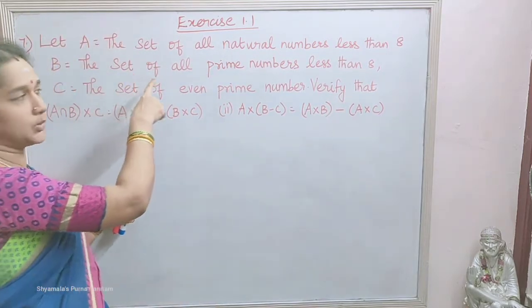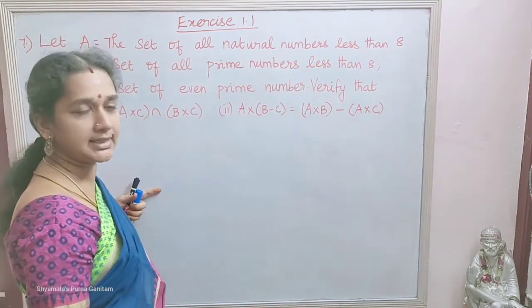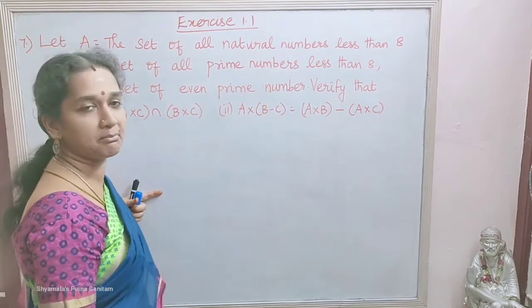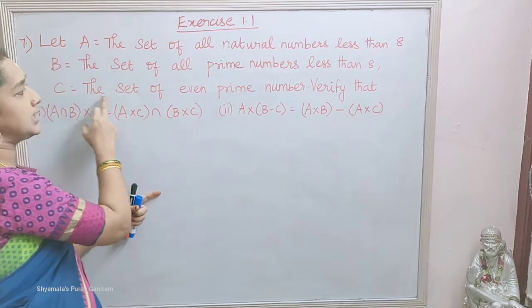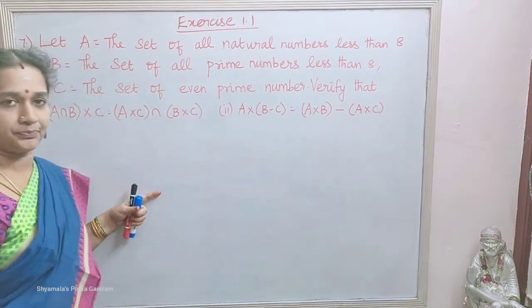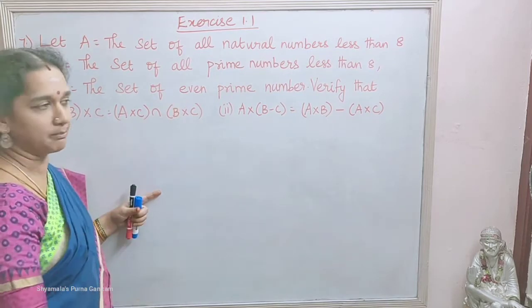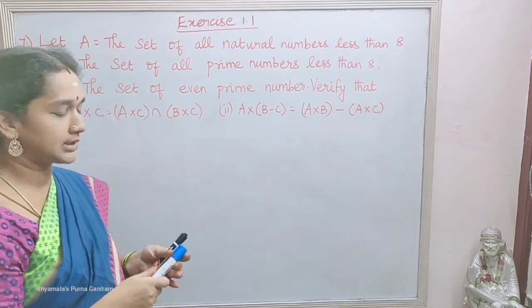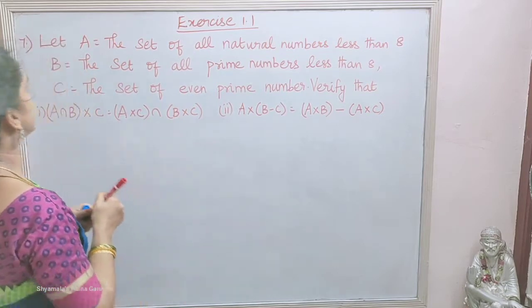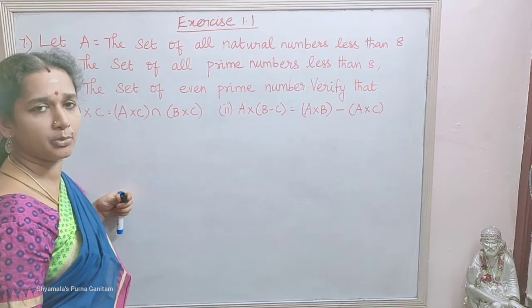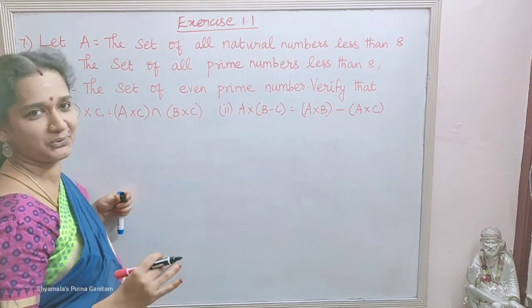Let A be the set of all natural numbers less than 8. B is the set of all prime numbers less than 8. C is the set of even prime numbers. Verify that, two questions are given. I will do the sums one by one. The first one is given in descriptive form only. We will find the elements of the sets first.